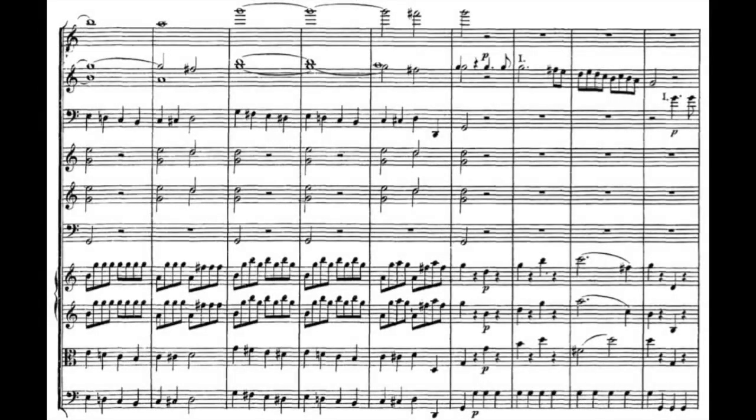The exposition ends with 2 final statements of theme number 2, first from the solo oboe, and then from the solo bassoon.